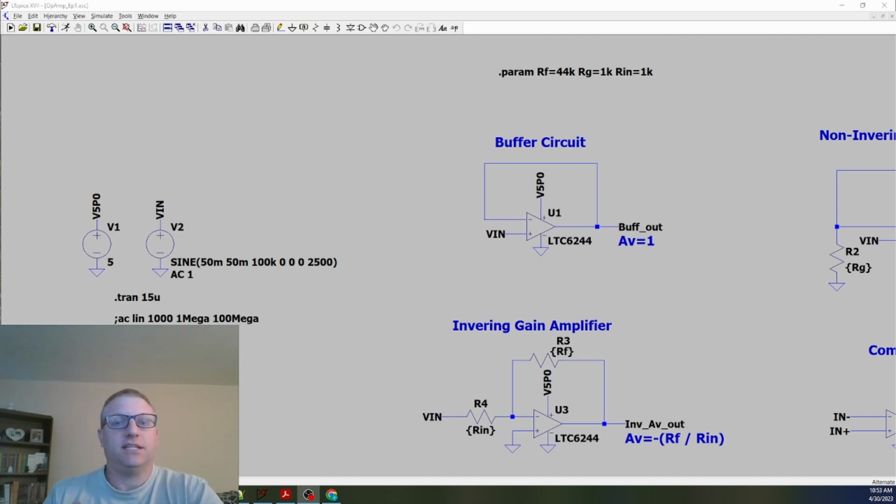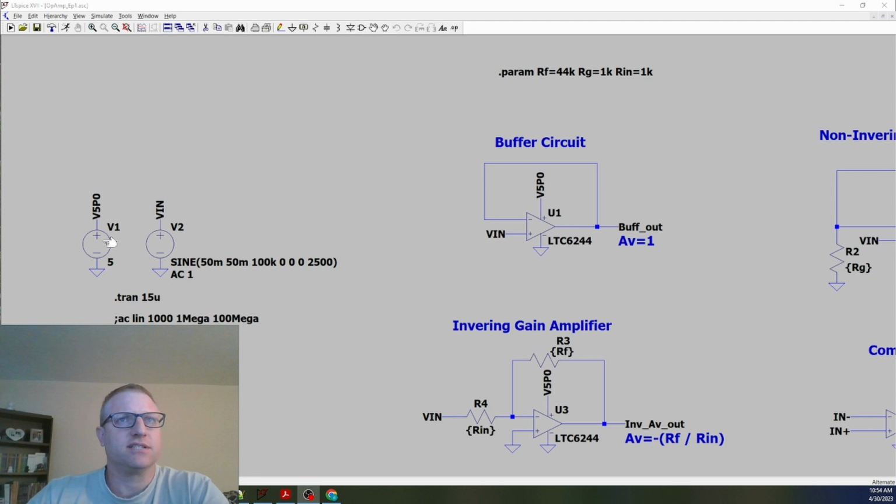So now that we've seen the data sheet and we know some ideas of what it is that we want to look for on our spec sheet, now let's understand how each of those things affect the output circuit. So I'm just going to run through some simulations. I'm using LTSpice if you want to pick it up. And like I said, we're using the LTC6244 op amp.